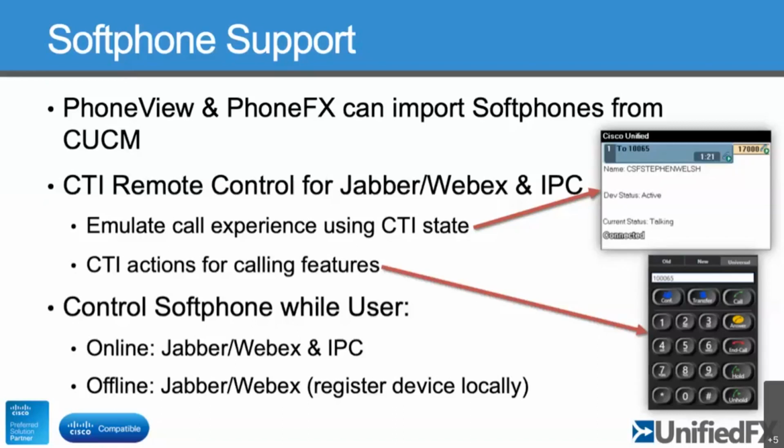There's the CTI control, and within that, there's the ability to emulate the state of the device visually. So that's that screenshot at the top there. So we can use CTI event information and transform that into, effectively, what the phone is up to. So you can see what call it's in, how long it's connected, call state, etc., calling party number information.